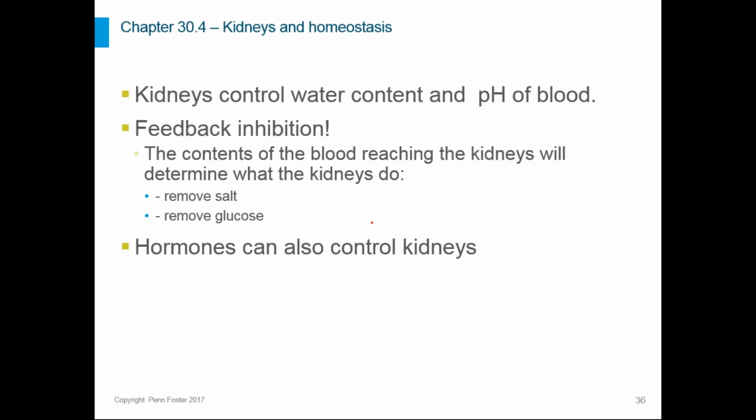Hormones can also control what kidneys do. For example, there's a hormone called ADH, and it tells the kidneys when to reabsorb more water back into circulation and when to stop absorbing water.